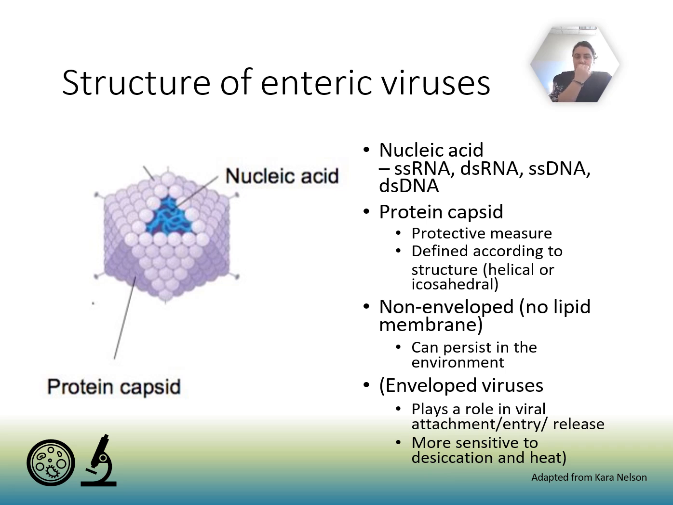When we look at viruses, just because we haven't talked about them before, generally they have what's called a protein capsid that surrounds some kind of nucleic acid. It could be RNA, DNA, there's many different funky forms of nucleic acids present in viruses, but they all have the backbone of DNA or RNA. That protein capsid is really a protective measure. It's defined according to structure, so we might say it's a helical structure. There's no envelope associated with these viruses, no lipid membrane, so they persist in the environment quite a while.